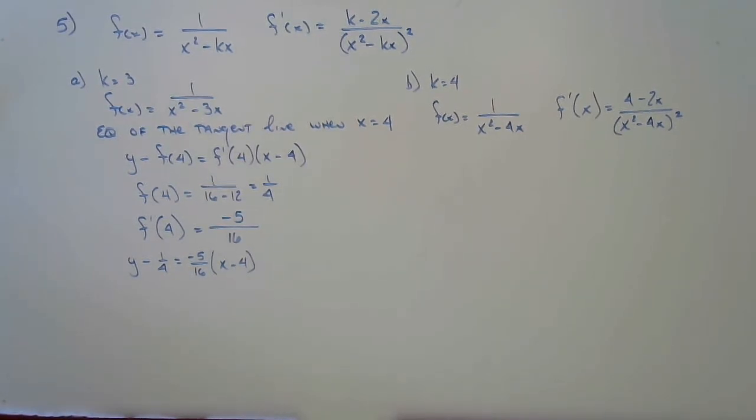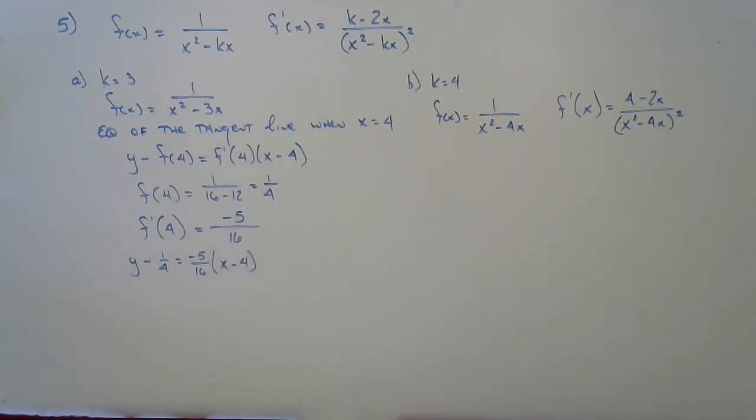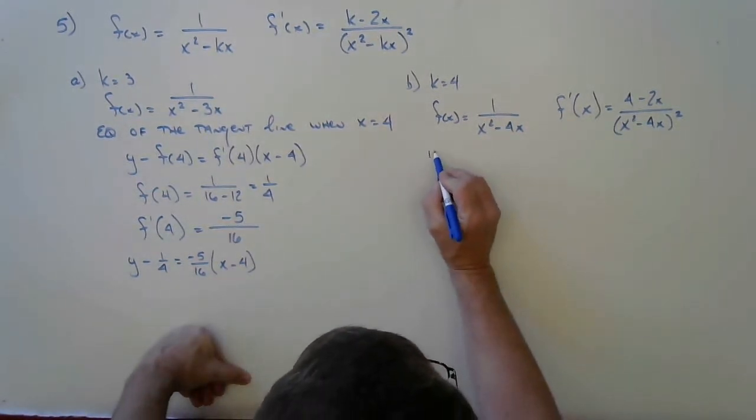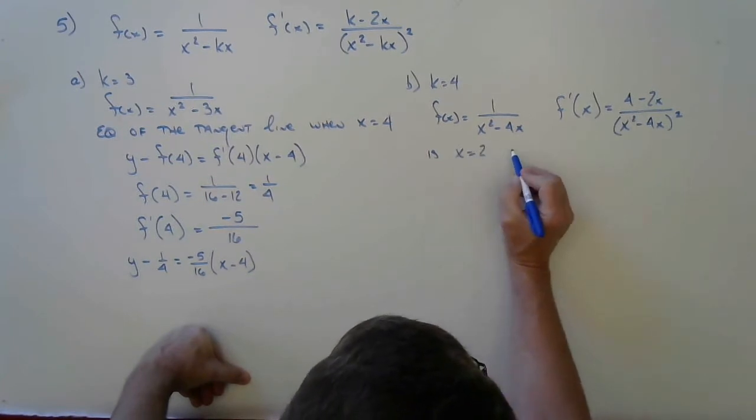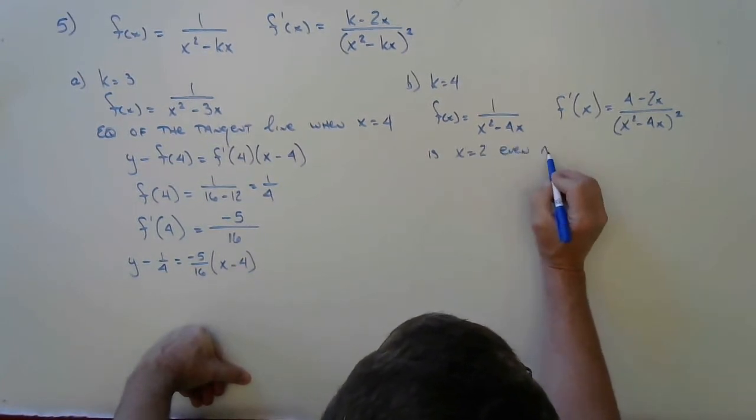Determine whether f has a relative min, a relative max, or neither when x equals 2. Justify your answer. Well, if this is going to be a relative max, the derivative has to either equal 0 or fail to exist. First and foremost, is x equal 2 even a critical number?